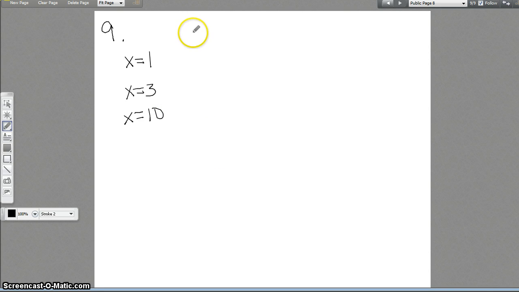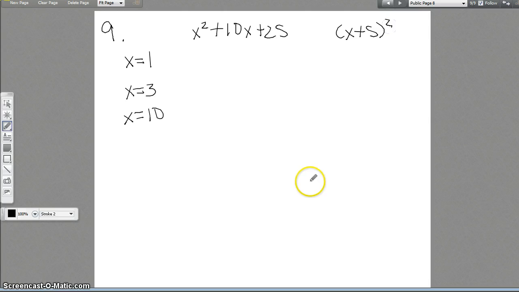And they gave you 2 different equations. x squared plus 10x plus 25. And then also (x plus 5) squared. And they want you to plug x equals 1 into both of these equations and compare your answers. Then plug x equals 3 in, then plug x equals 10 in.